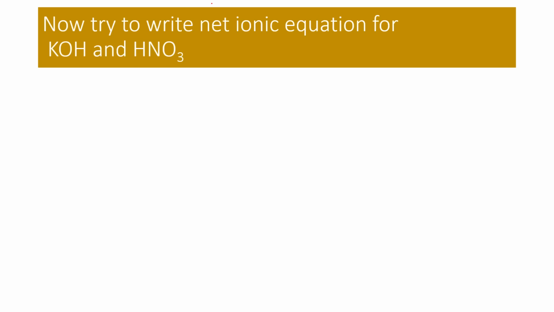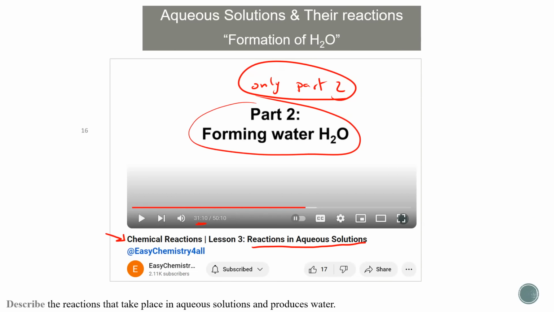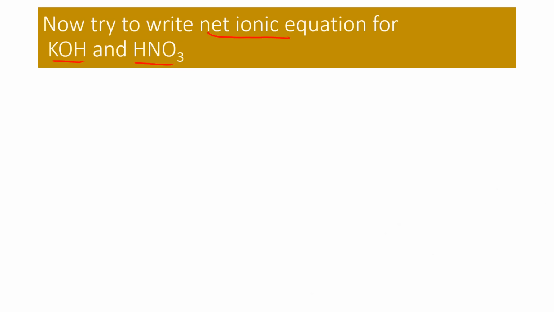Now, how to write net ionic equations for KOH and HNO3. Like I told you, if you'd like a review on these things and you've forgotten them, go to this video and watch part 2, which talks about ionic equations, double replacement reactions and so on. Okay? So now you have a reaction. Now you should know that this is a base and this is an acid.